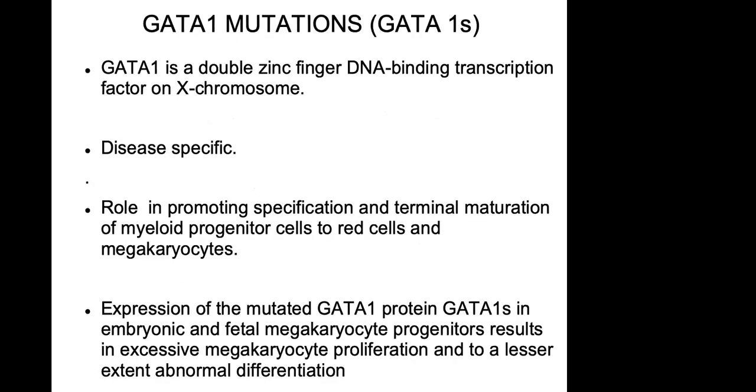Now we'll see the driver mutation, the GATA1 mutation, GATA1S, which is responsible for hypersensitivity and leukemogenesis in cases of Down syndrome. GATA1 is a double zinc finger DNA-binding transcription factor on the X chromosome. Its role is in promoting specification and terminal maturation of myeloid progenitor cells to red cells and megakaryocytes. Expression of the mutated GATA1 protein, GATA1S, in embryonic and fetal megakaryocyte progenitors results in excessive megakaryocyte proliferation and, to a lesser extent, abnormal differentiation.